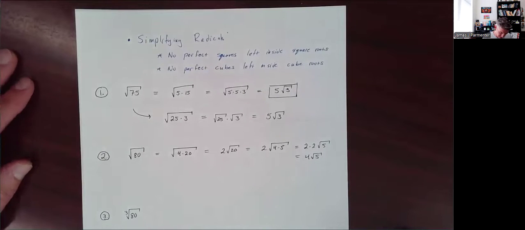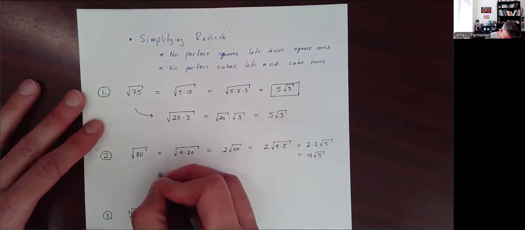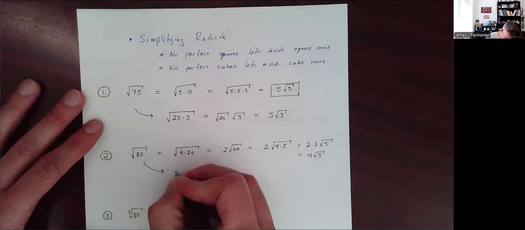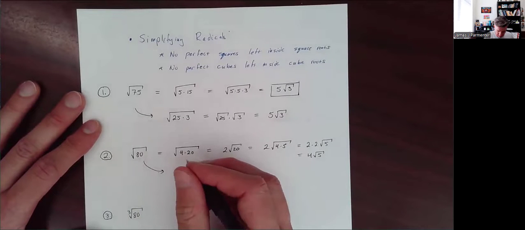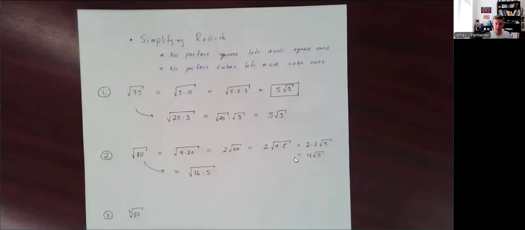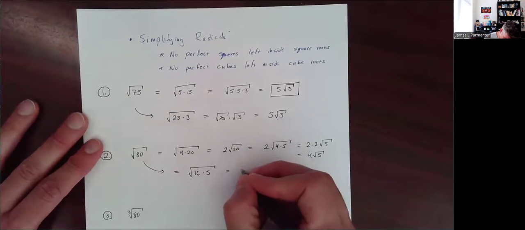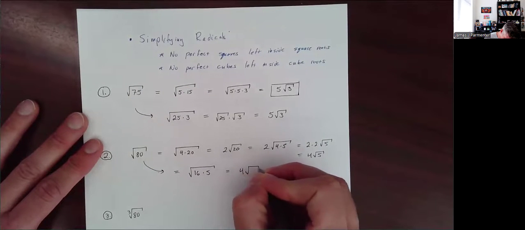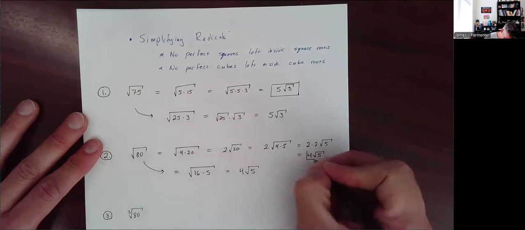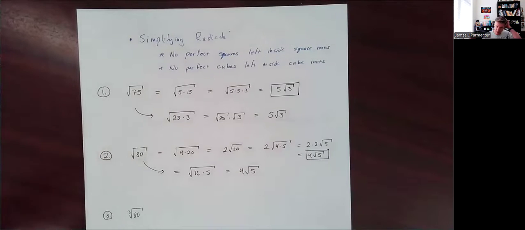There are lots of different ways to have done this. You might have recognized from the very beginning, although I didn't see it, that 80 is 16 times 5. So the square root of 80 is the square root of 16 times 5. And then the square root of 16 is 4, and the square root of 5 is left behind. Either way, we get 4 root 5 as our result.